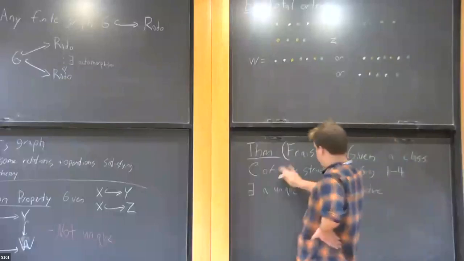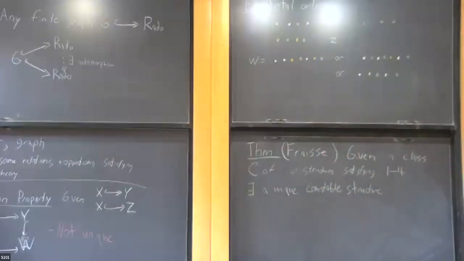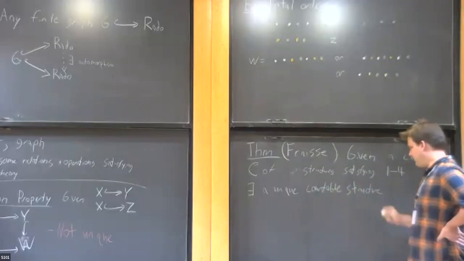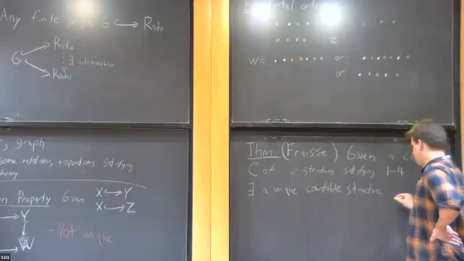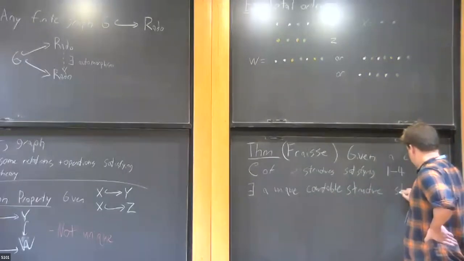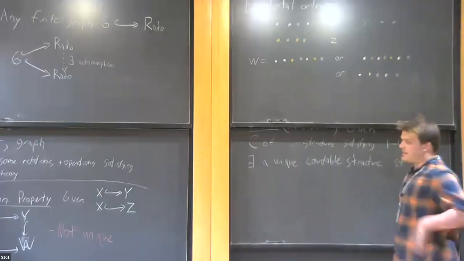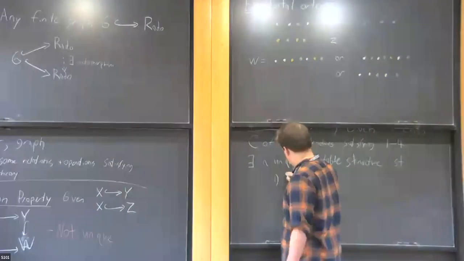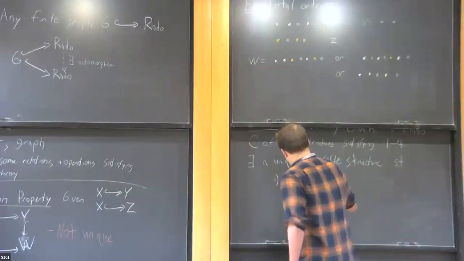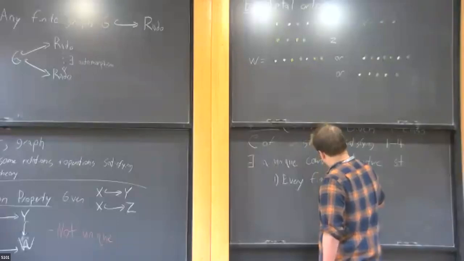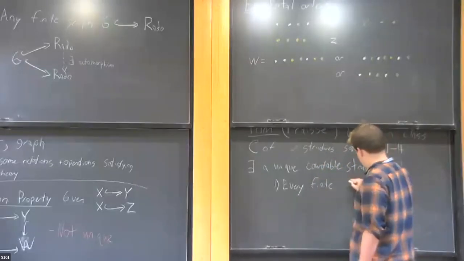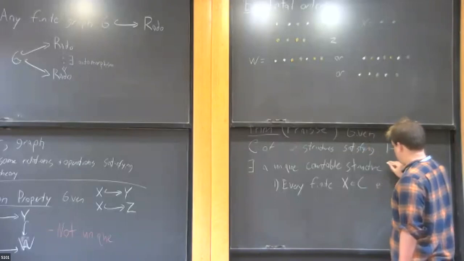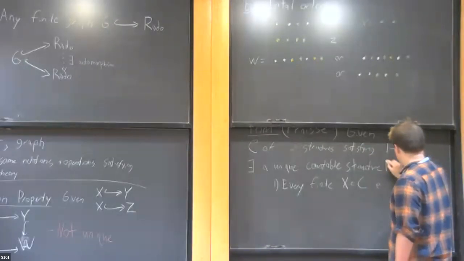I don't want to assume everything's finite, but I want to assume those properties for finite substructures, because I want this countable one to live inside C. A unique countable structure such that exactly these properties hold. So one: every finite structure X in C embeds, I'll call it a countable structure F for Fraisse.